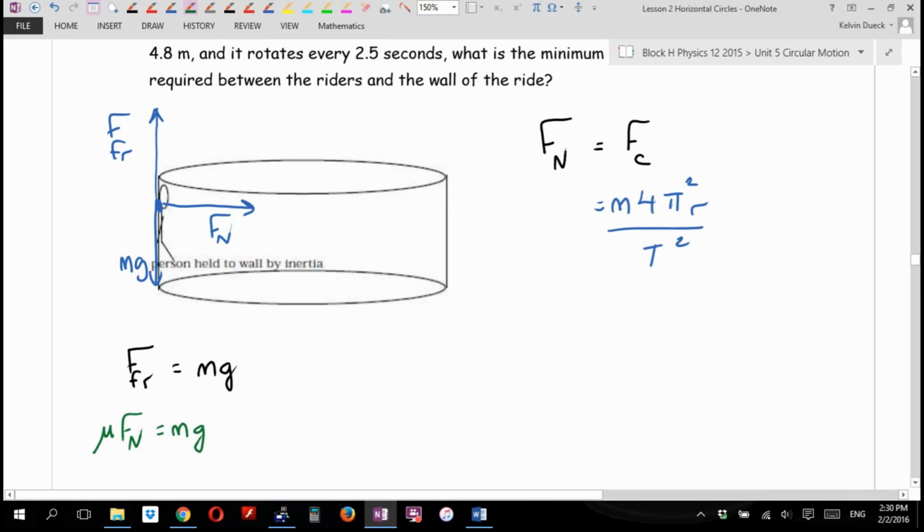Anyone see it? Huh? I don't know the normal force. Oh, but look. I've got something with a normal force in it. Why don't I get the normal force by itself? How would I get the Fn by itself? So apparently mg over mu.